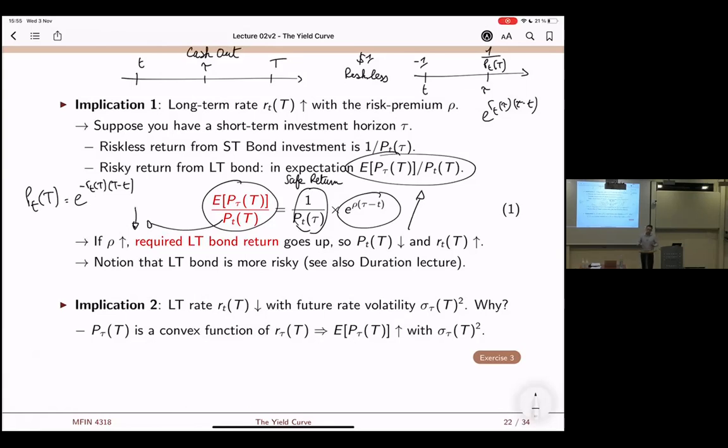Okay, so the way to think about it is that the long-term bond is more risky. If you have the short-term investment horizon, you can invest in a short-term bond that's safe, you know the return. If you invest in a long-term bond, you don't know the return, and so there's a compensation for risk.